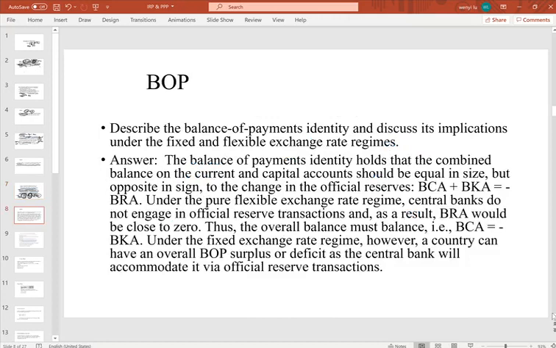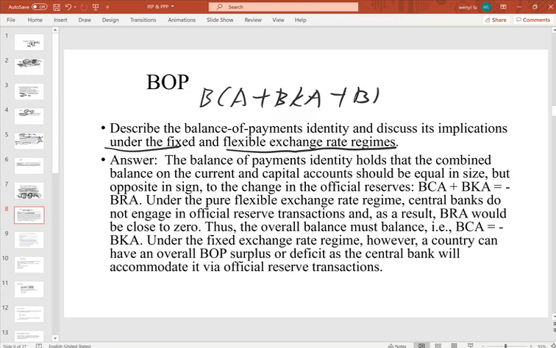Describe the balance of payments identities, and also discuss its implications under the fixed and the flexible exchange rate regimes. We just mentioned this in today's presentation. The BOP account has three terms: the balance of the current account, plus the balance of the capital account, plus the balance of the reserve account, must equal 0. We already showed this.